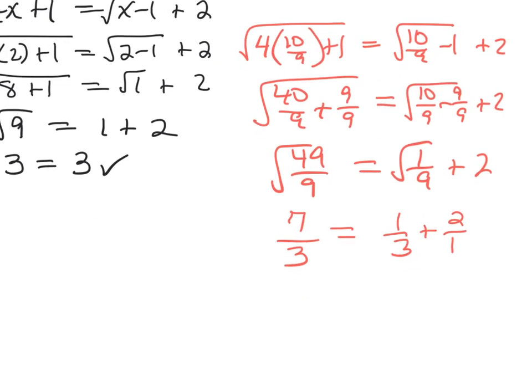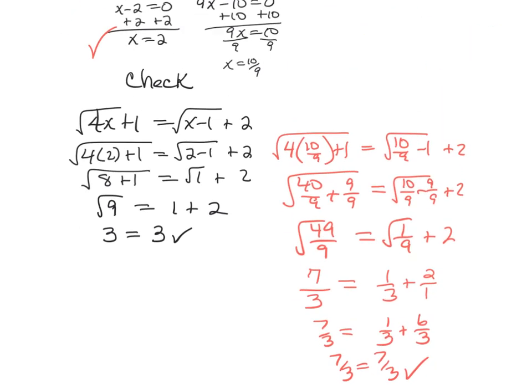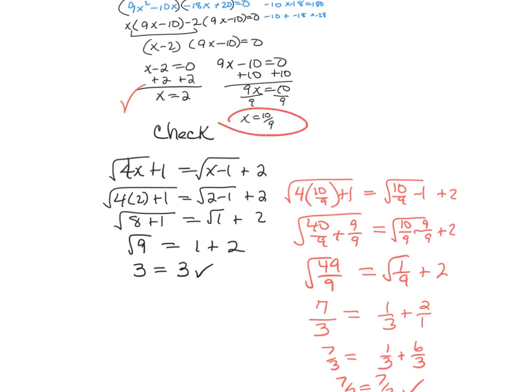plus 2 over 1. Make a common denominator, make it 6 over 3. 7/3 equals 7/3. It checks. So my other solution of 10/9 is also good. So both of them work. So I have two answers, x equals 2 and x equals 10/9.